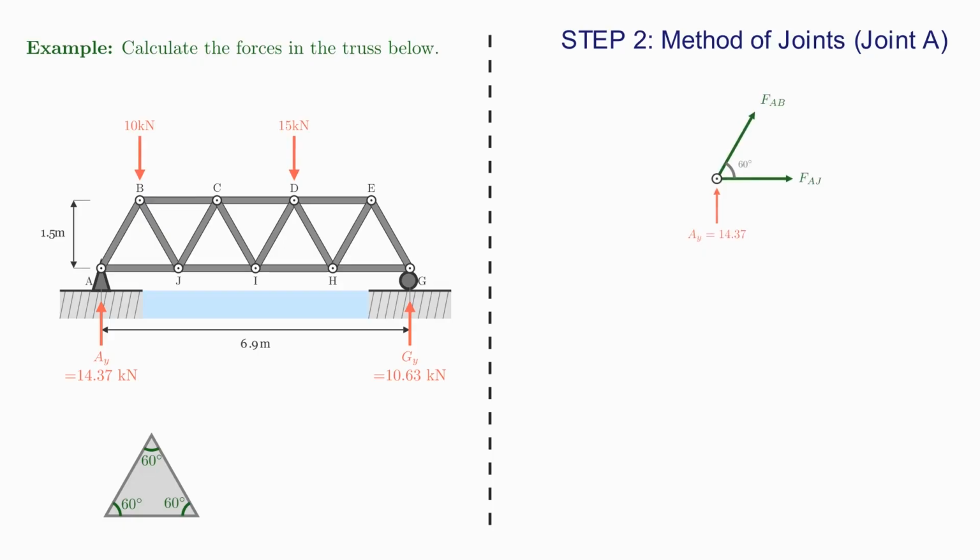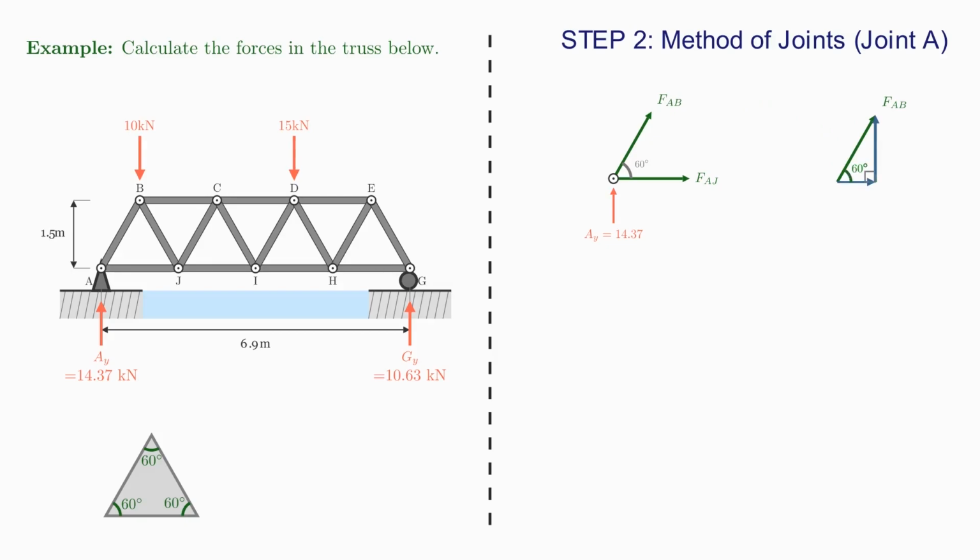So we have the AY, the support reaction, acting upwards. We have a force through the member AB, which I will call FAB, and a force through the member AJ, which I'll call FAJ, remembering that FAB is acting at 60 degrees to the horizontal. What I need to do now is to resolve the force FAB into a vertical and a horizontal component.